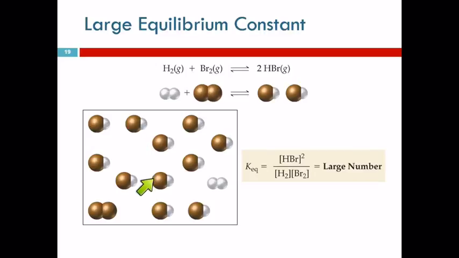So, large equilibrium constant, here's the reaction. What we observe at equilibrium is that it's almost all product. There's very little reactant. This is the equilibrium expression. It's the concentration of the product, HBr, squared, divided by the concentration of hydrogen and the concentration of bromine. If this is a large number, that means that the concentration of the product is big and the concentration of the reactants is small.